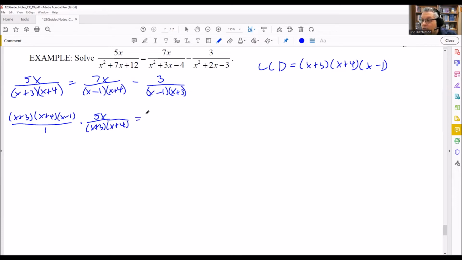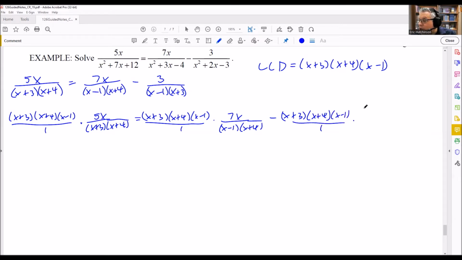We have our equal sign. And now I'm going to write this whole thing out. All that over 1 multiplied by the middle fraction here, 7x over x minus 1, x plus 4. Then we have another one again. We'll write it out, x plus 3, x plus 4, x minus 1 all over 1. And that's going to be times 3 over x minus 1, x plus 3.